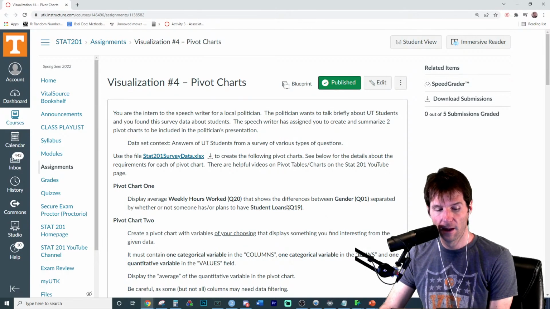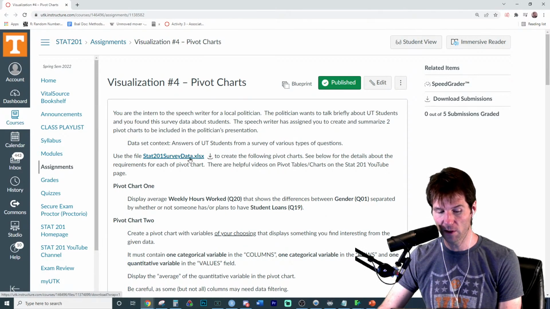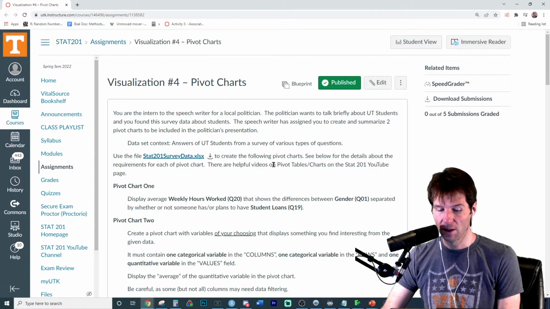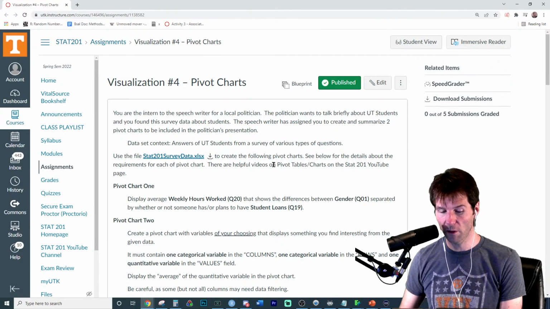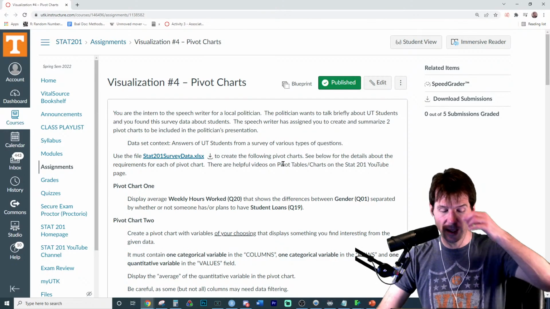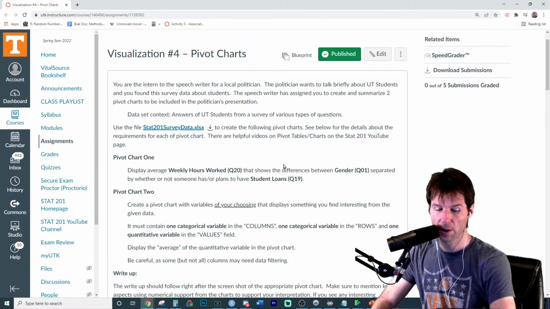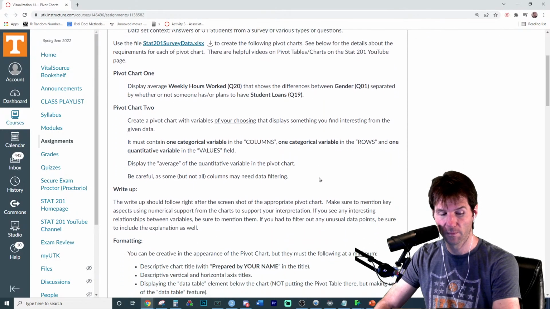So we have right here an Excel data set. Use the file stat201 surveydata.xlsx to create the pivot charts. See below for the details about the requirements for each pivot chart. There are helpful videos on the Stats1 YouTube channel. Display average weekly hours worked, differences by gender, separated by if students have loans.